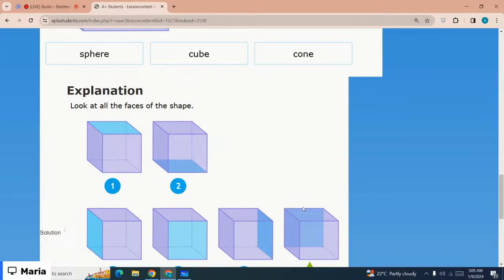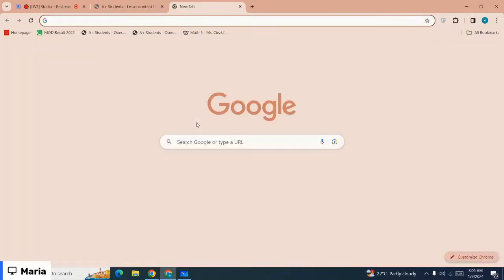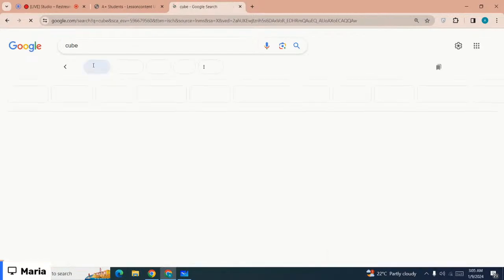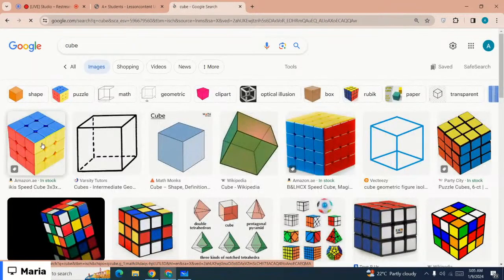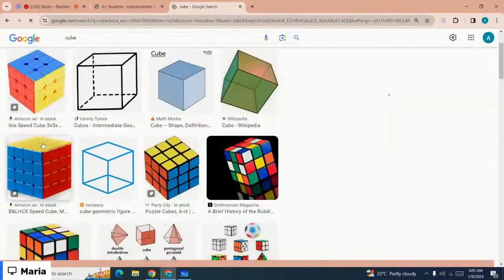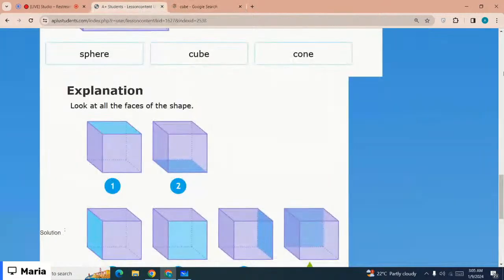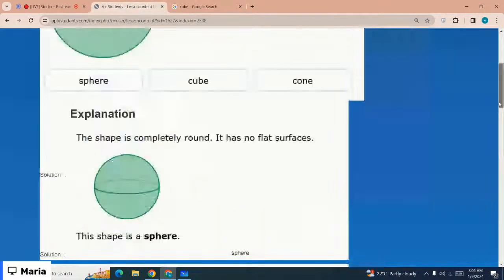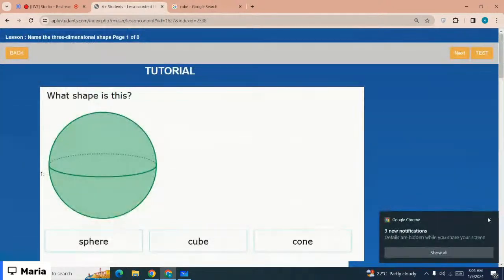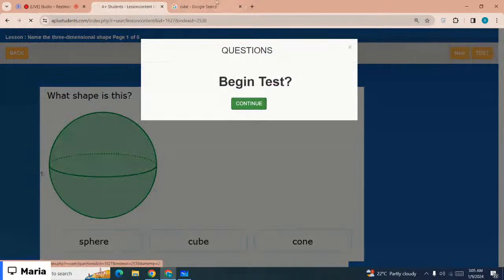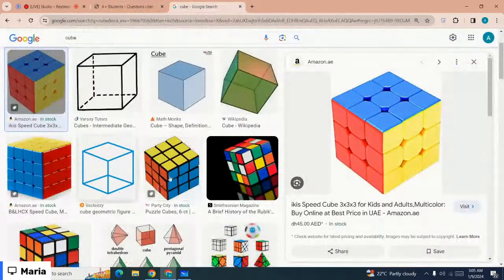You must have a toy like a cube, right? Let me show you this toy. This one. I'm sure you must have a toy like this at your home. So this is a cube, right? Okay, so let's start with the test. You can relate these things to your daily life, like a sphere is like a ball, and for a cube you have a toy like this.